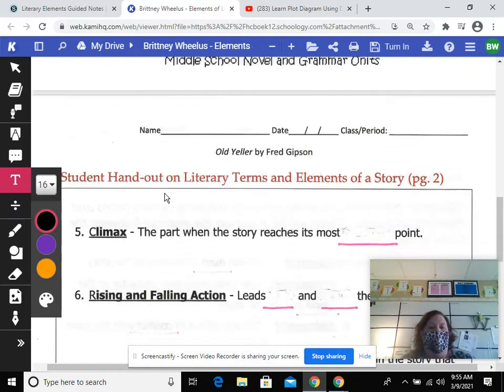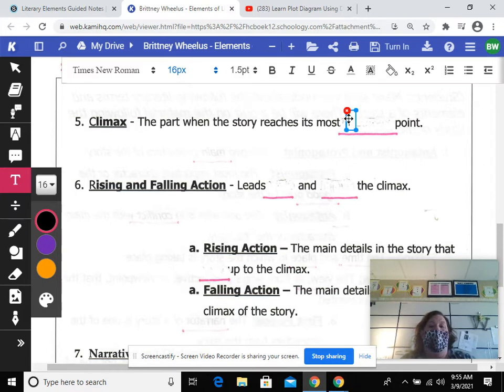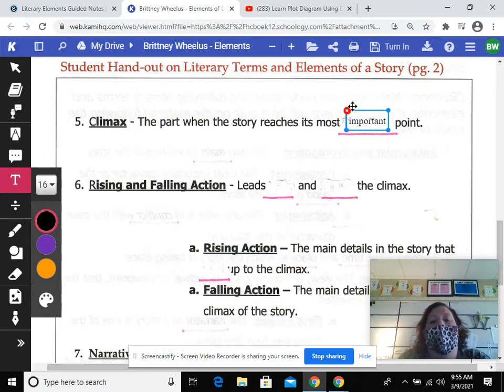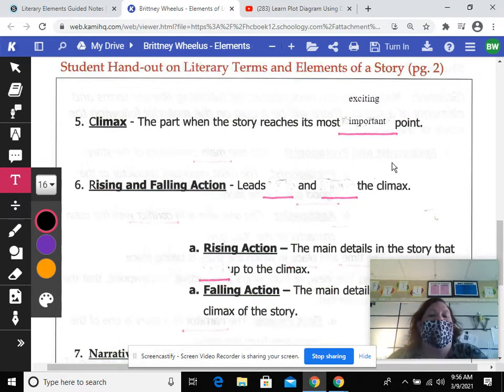All right, we're going to keep going. Climax. The part of the story when the story reaches its most important point, or exciting point. The climax is something that is exciting or something that is important.